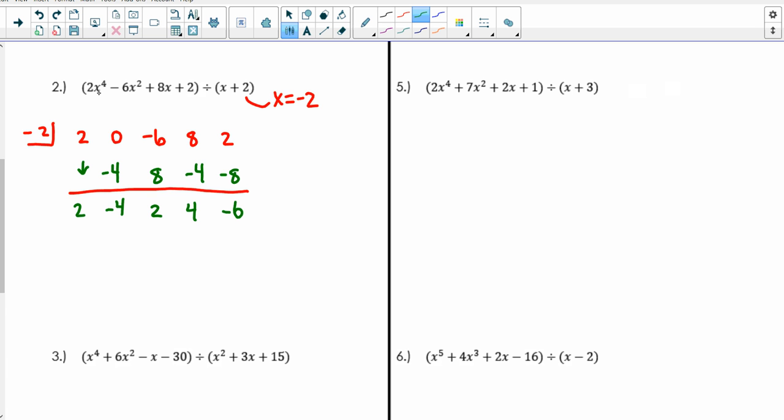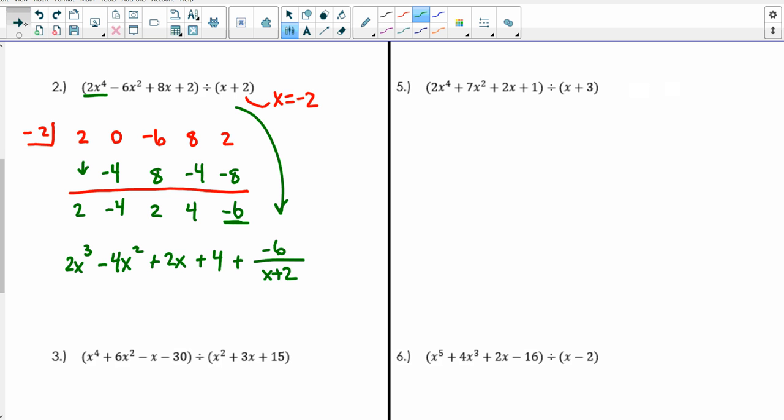So putting it all together, since I started with an x to the fourth term, synthetic division always knocks my original down by a single power. So instead of this being a 2x to the fourth, it's a 2x to the third minus 4x squared plus 2x plus 4. So notice I have a 3, a 2, a 1, and a 0. And this right here is my remainder. So plus negative 6, and I'm going to divide by that divisor of x plus 2. So I get the exact same answer as if I use long division, but obviously this is a lot quicker, and probably a lot easier too.